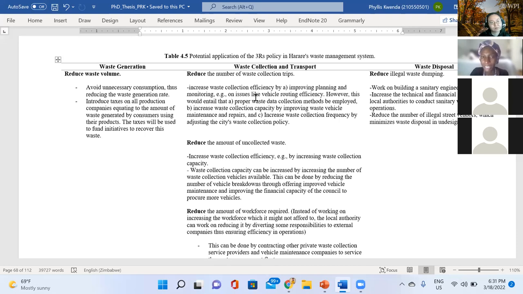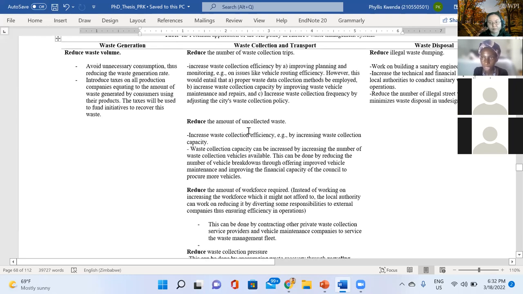So solutions like these are sort of impractical at the moment, considering Harare city. So this is why we came down to the community-based waste management approach. That's why we selected it, because we know that it is cost-effective. It has been done in other low-income countries like Zimbabwe, and it has been proven effective.